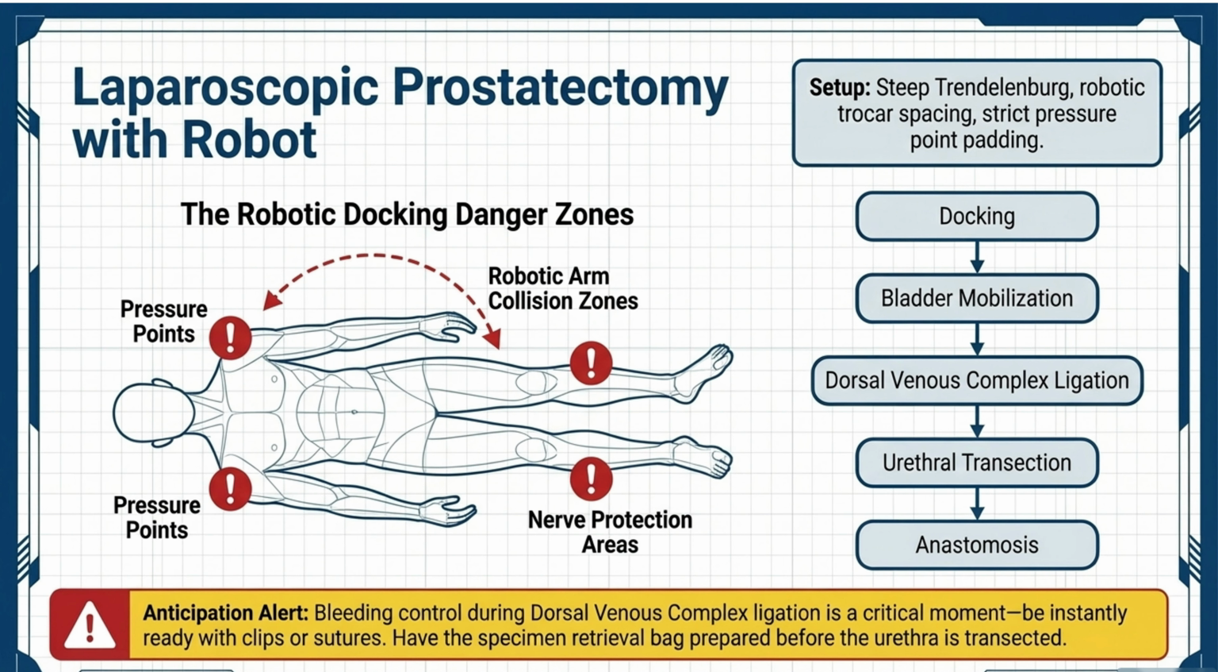Your laparoscopic prostatectomy with a robot. This procedure includes docking, dissection, venous control, urethral transection, and anastomosis. Patient positioning and robotic arm placement are critical. Bleeding control during venous ligation is a key moment. Instruments must be ready before major transitions.